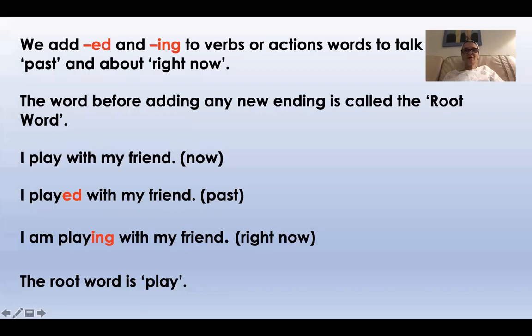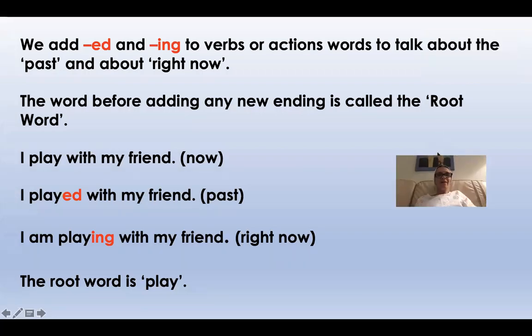Okay, let's continue our lesson now with the other two inflectional endings, ed and ing, and we use them at the end of action words, and they change the meaning of the action words to mean that something happened in the past or it's happening right now. Okay, ed, when I put ed at the end of my action word, it means it happened in the past. If I put ing, that means it's happening now.